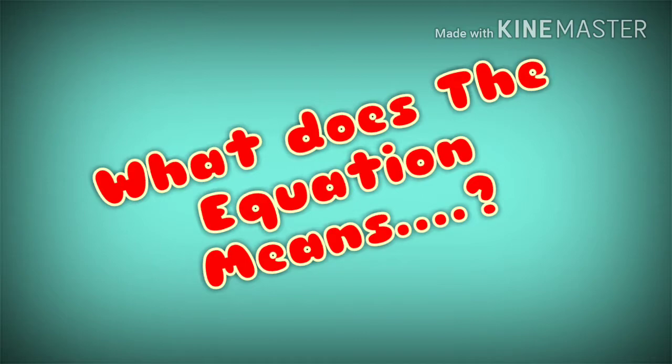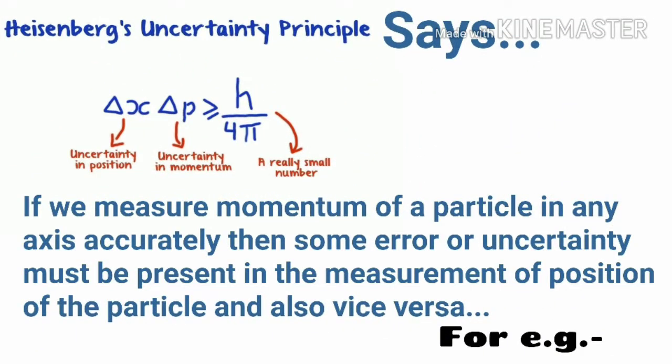What does this equation mean? This equation says if we measure the momentum of a particle in any axis accurately, then some error or uncertainty must be present in the measurement of the position of that particle, and also vice versa.